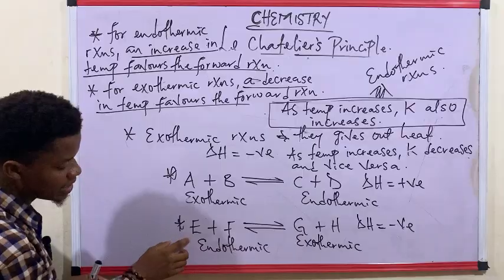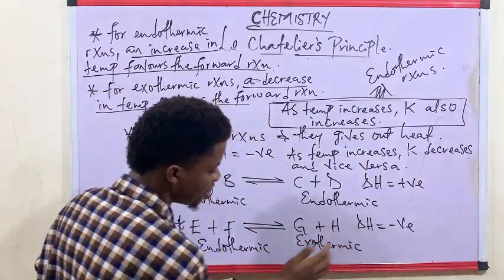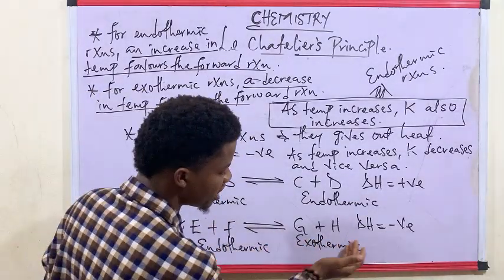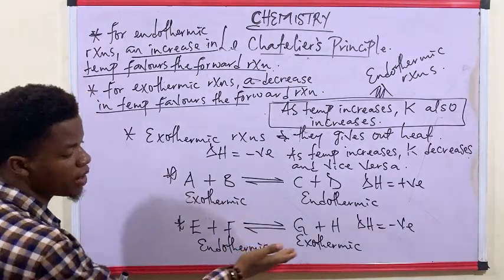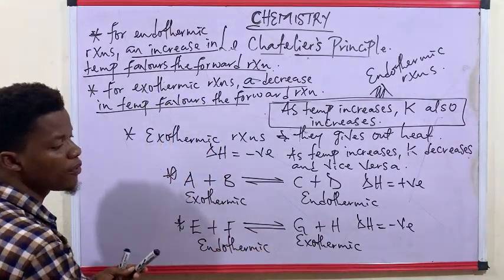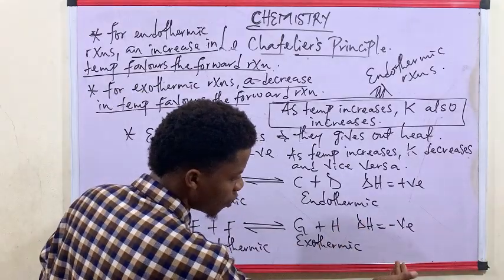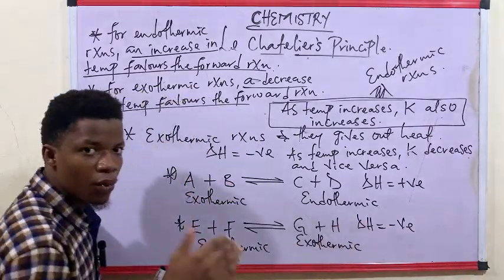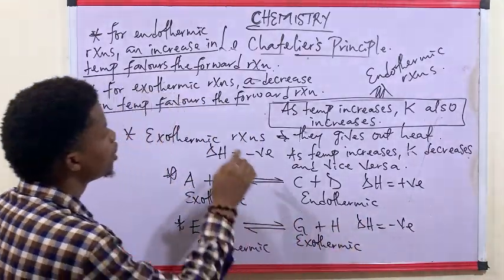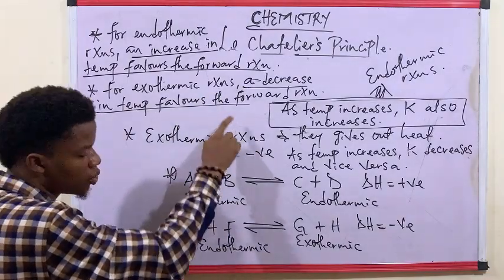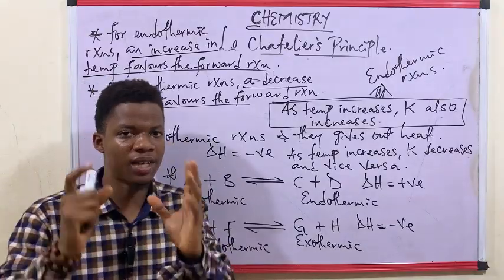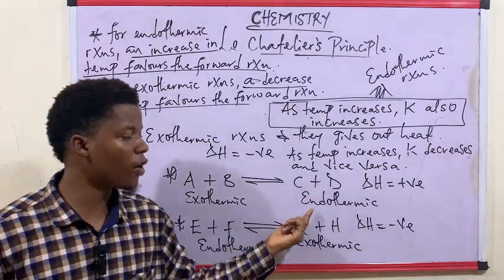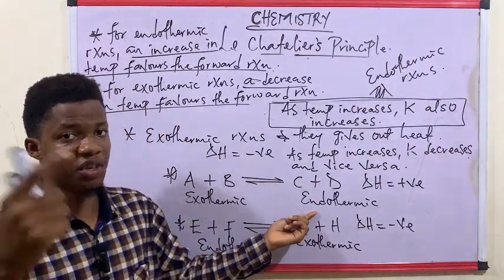So if you look at this one, where you have delta H negative, it means that the forward reaction is exothermic and the backward reaction is endothermic. So when you want to favor the forward reaction, where your delta H is negative, you will have to decrease the temperature. Are you getting it? So what you can now observe is that whenever I want to favor endothermic reaction, we increase the temperature.